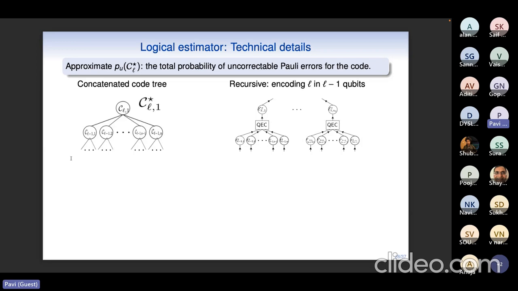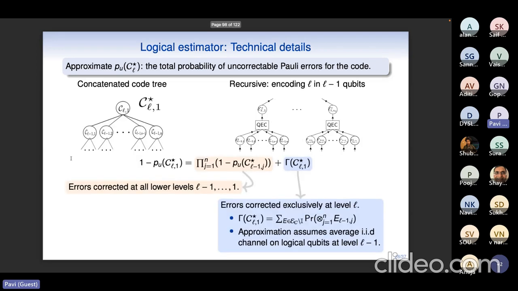Now, because of the structure, you can say that the total probability of correctable errors is basically those errors that can be corrected in the individual blocks, which is the blue part there, plus those errors that are passed to the upper level block and corrected there. So now we have a nice recursive relation which actually can be solved, and we can get the total probability of correctable errors for the entire tree.